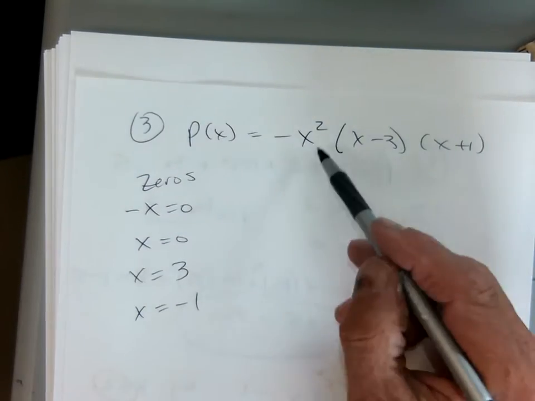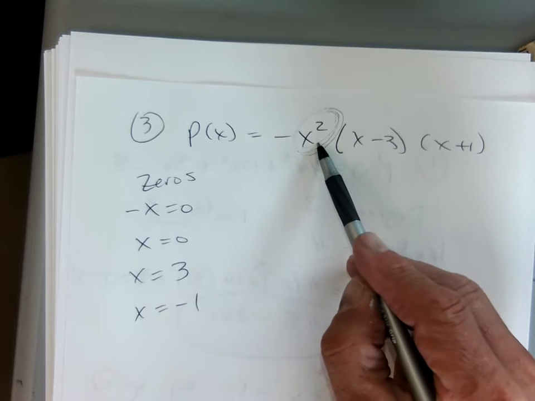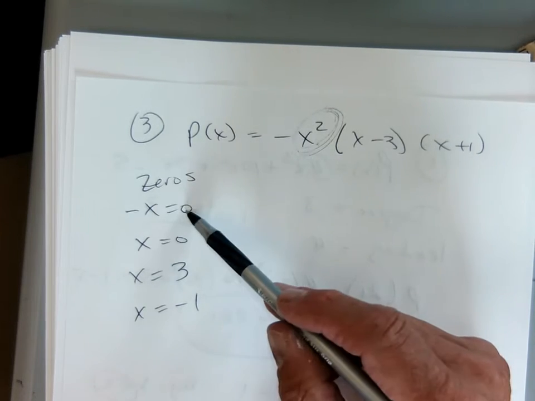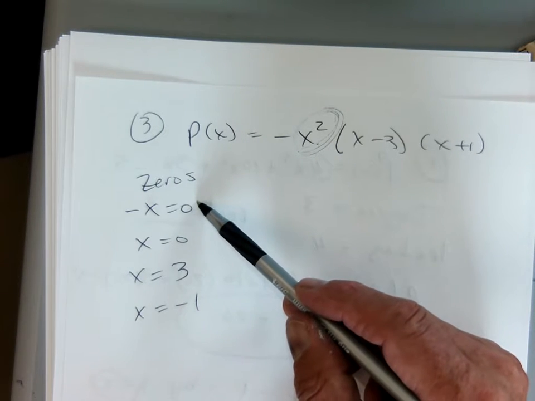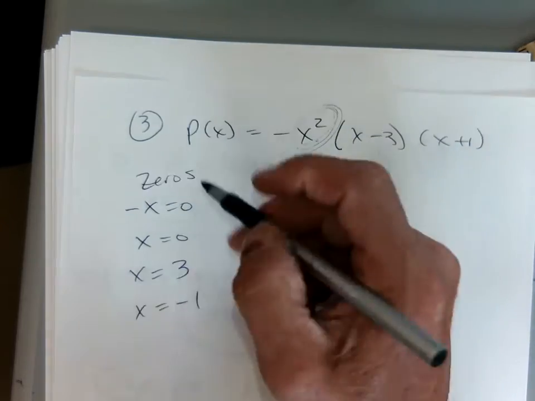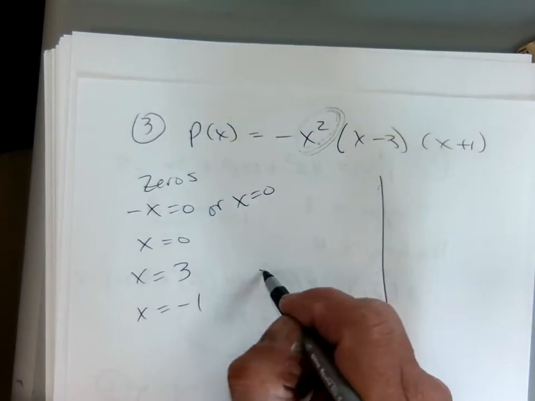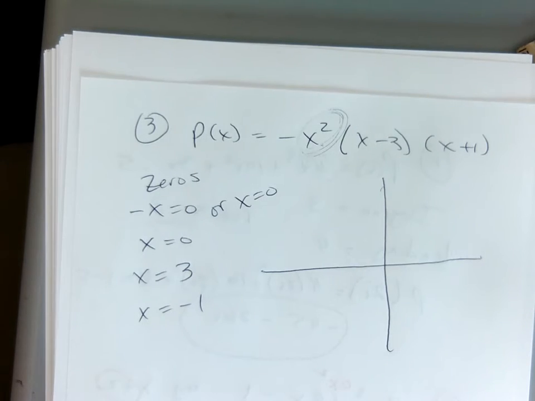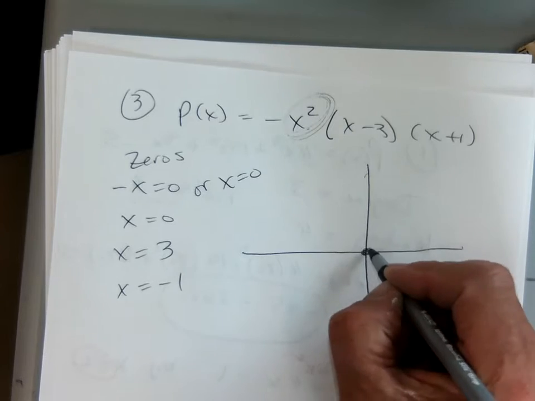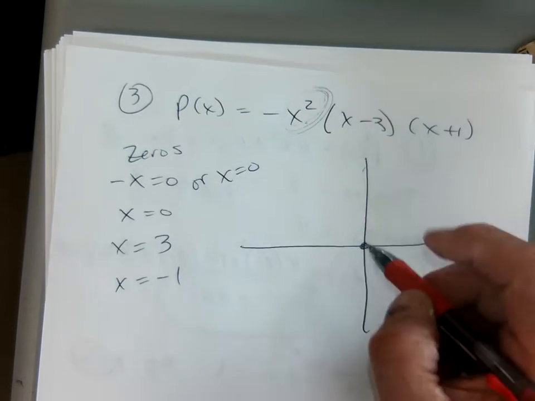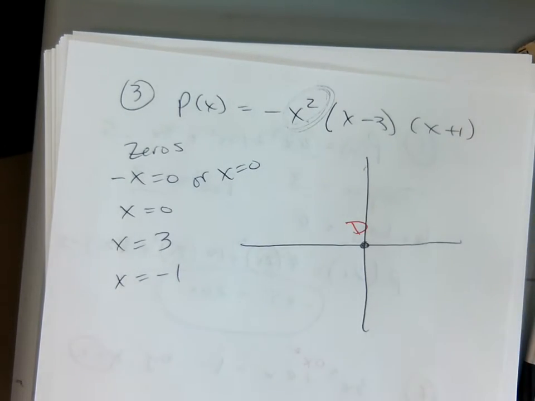Now I had to count this one twice. This negative x means nothing. Negative x 0 is still 0, right? Still 0. Or x equals 0, okay? So now here's all I want. I don't care about the heights. I just need the shape in the correct zeros. So this is a double. I'm going to make myself a little note. That's going to be a double root, okay? I need to remember that. So that's a double root.